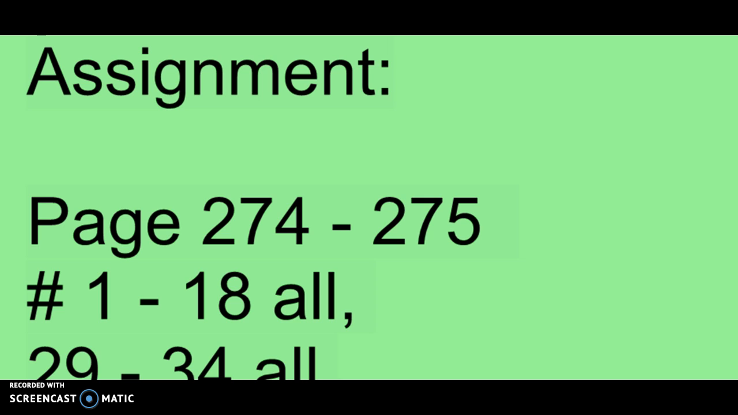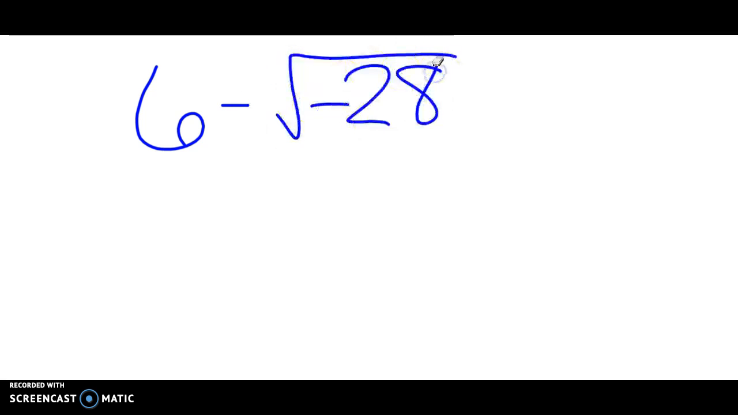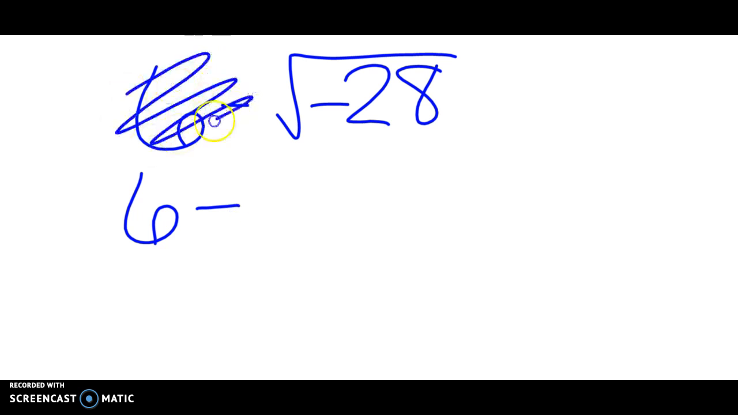All right, let me see if I can find something else for us to do. I know that some of them got harder. I'm going to go back and do number 13. So I've got 6 minus the square root of negative 28. This is a number we haven't done very much with. So I've got 6. Remember, we keep it alone. We write our minus sign, and we forget about it. And now we've got to figure out a square that goes into 28.